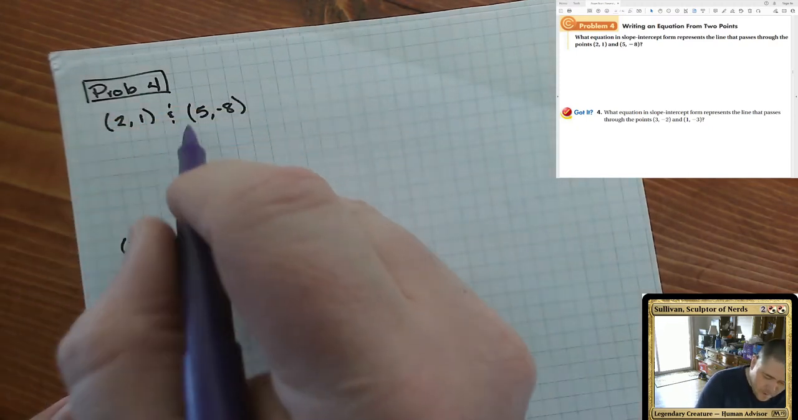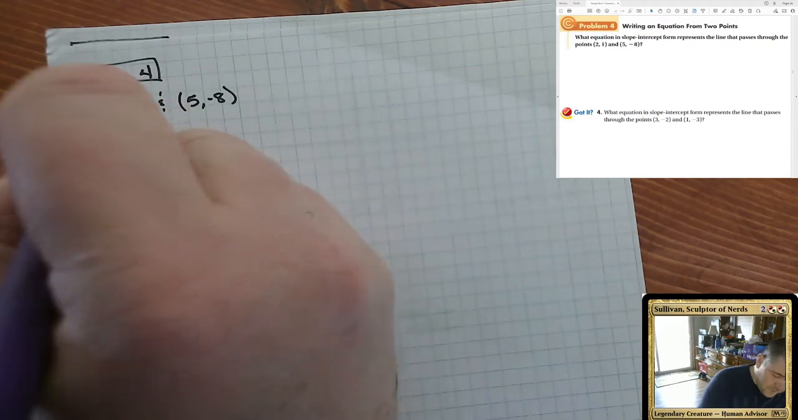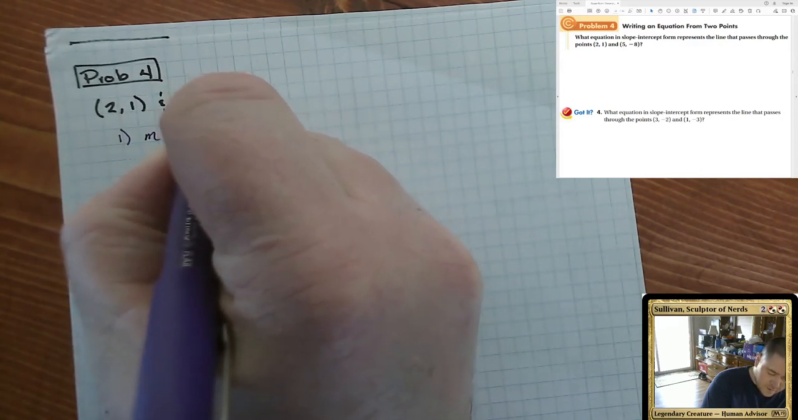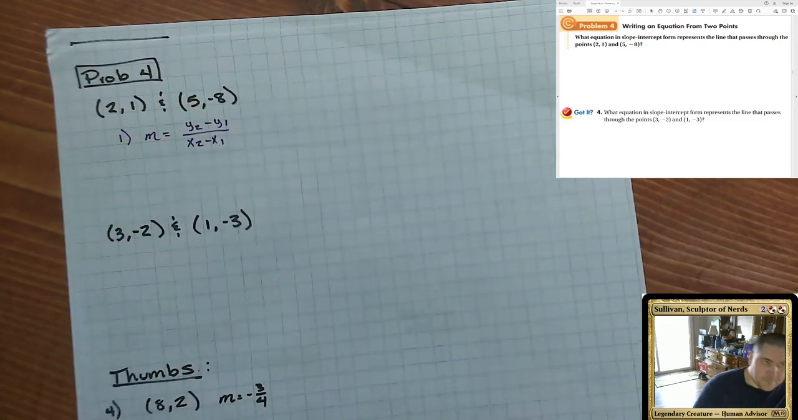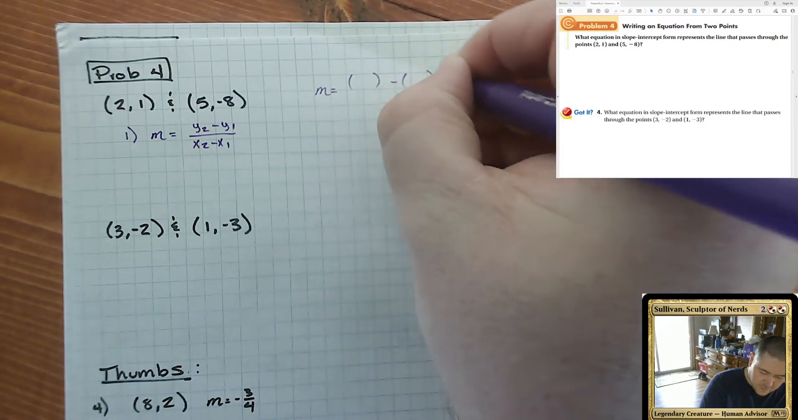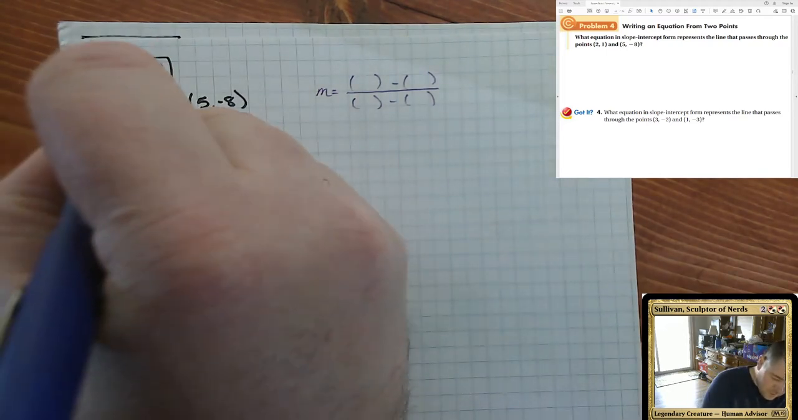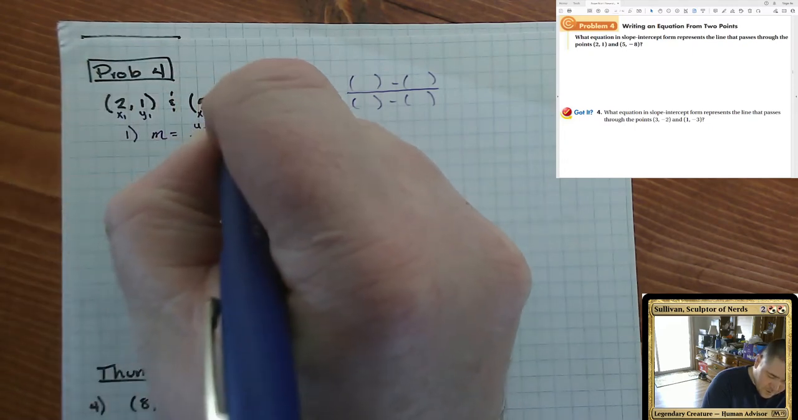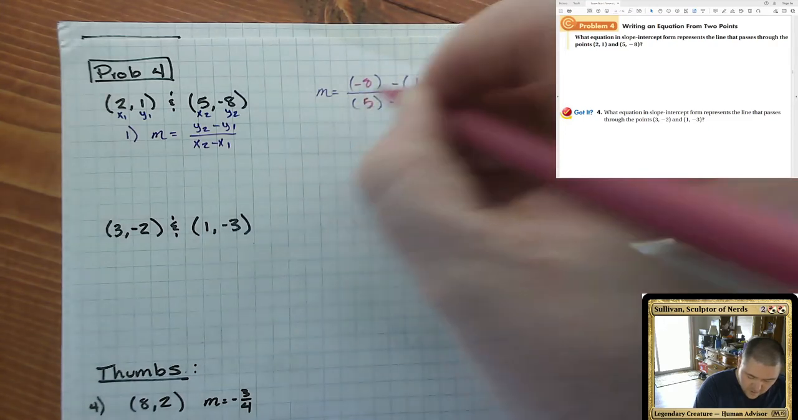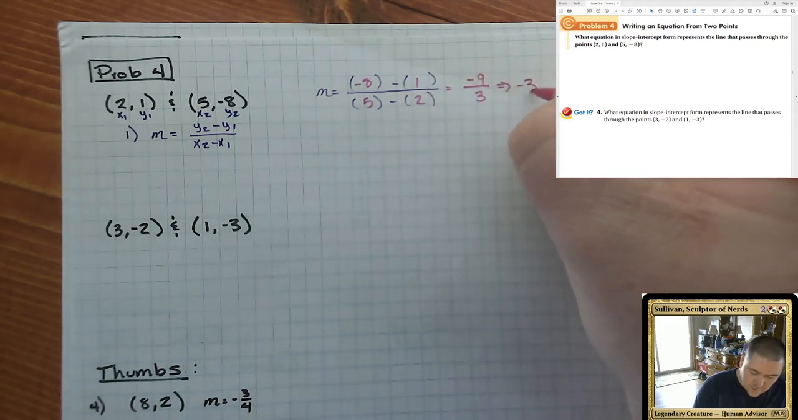Part one. If I have two points, I wasn't given the slope, and I wasn't given the y-intercept. So my first mission should be to find my slope, like we did 2 weeks ago. Remember, it's y sub 2 minus y sub 1 over x sub 2 minus x sub 1. So we're going to say m is parenthesis minus parenthesis, parenthesis minus parenthesis. We said it was a really good idea to label x sub 1, y sub 1, x sub 2, y sub 2, and plug those in. I'm going to say negative 8 minus 1, 5 minus 2, getting a negative 9 over 3, and I'll reduce it down to negative 3.